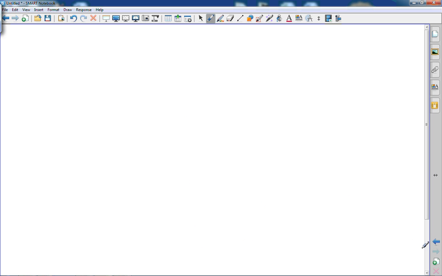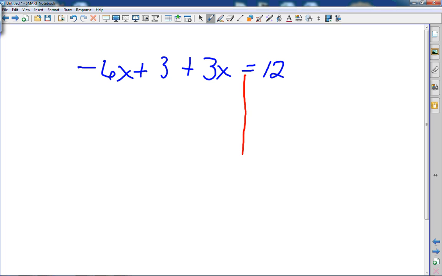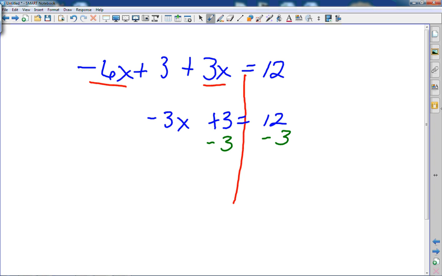The next one, I have negative 6x plus 3 plus 3x equals 12. Okay, drawing my line here again, bringing this down. I'm going to combine the like terms. I get negative 3x plus 3 equals 12. Subtract 3 from each side. Negative 3x equals 9. Divide by negative 3. X equals negative 3.